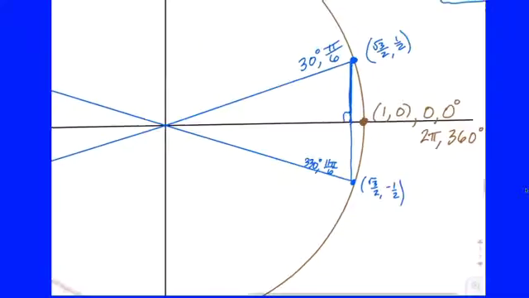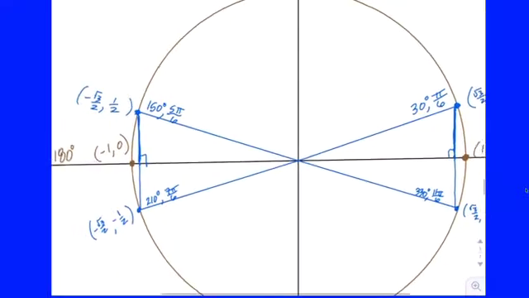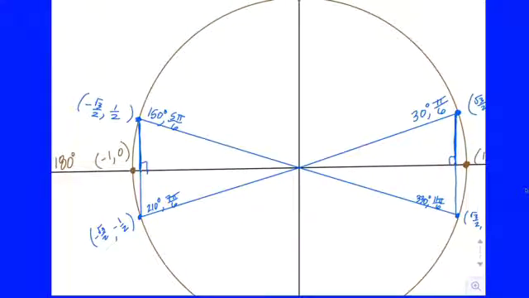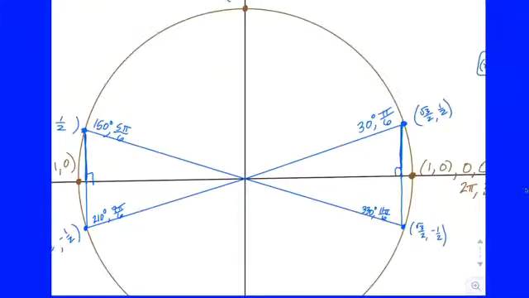Okay, so we're done with the 30-degree reference angle. Next one, I'll choose green. Let's do the 60 now. It's the same triangle, but remember we're standing it up on its side. So that's going to be over here.